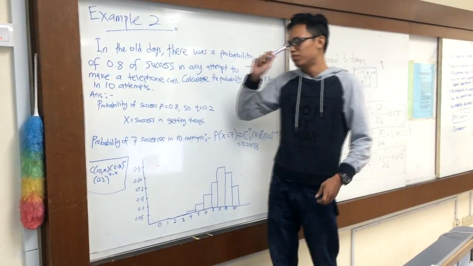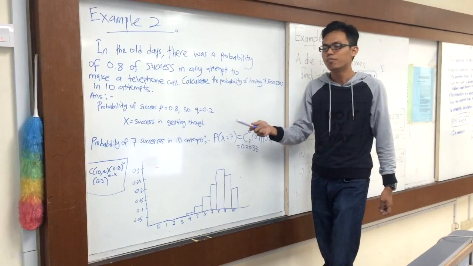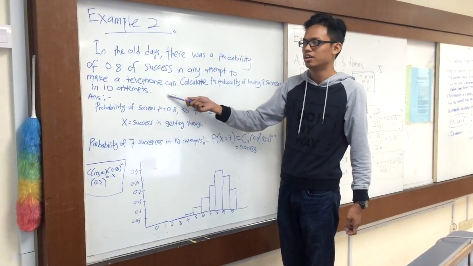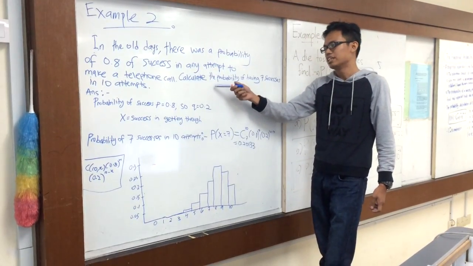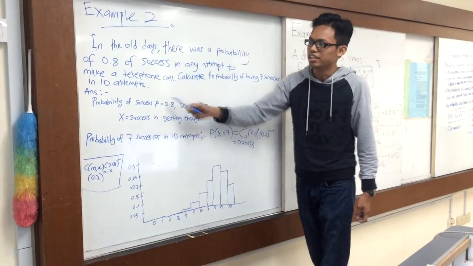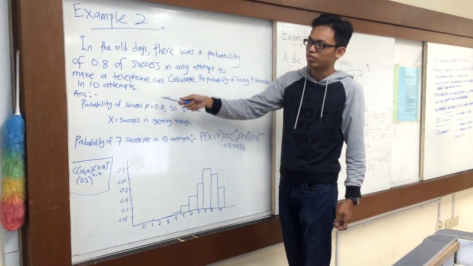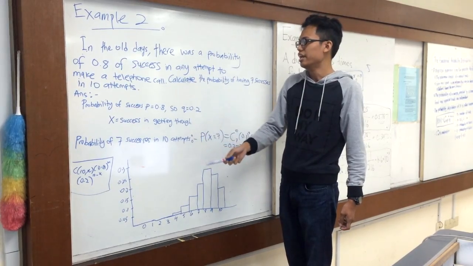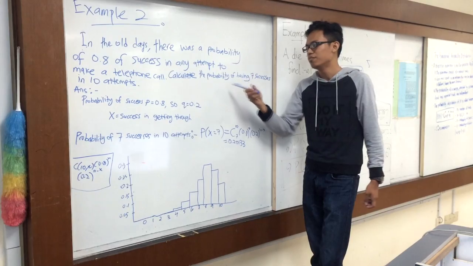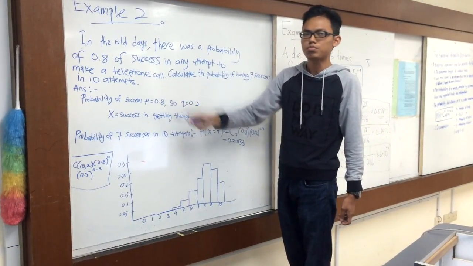The question is, in the old days there was a probability of 0.8 of success in any attempt to make a telephone call. Calculate the probability of having 7 successes in 10 attempts. This means they make 10 attempts at a telephone call, and we want to calculate the probability of having 7 successes in 10 attempts.